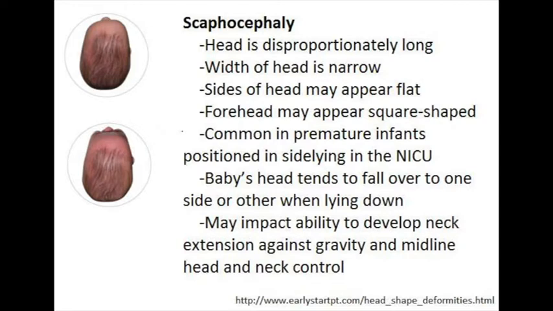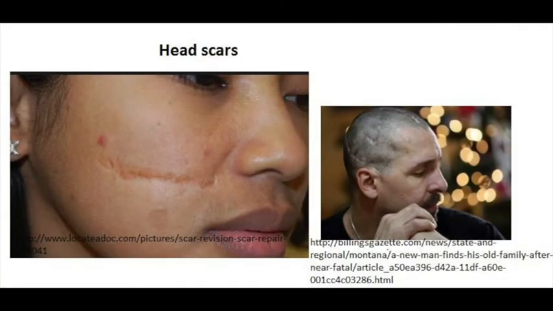Scaphocephaly. Head is disproportionately long, width of head is narrow, side of head may appear flat, forehead may appear square-shaped. Common in premature infants positioned on their side in the NICU, baby's head tends to fall over to one side or other when lying down, may impact ability to develop neck extension against gravity and midline head and neck control. Head scars.